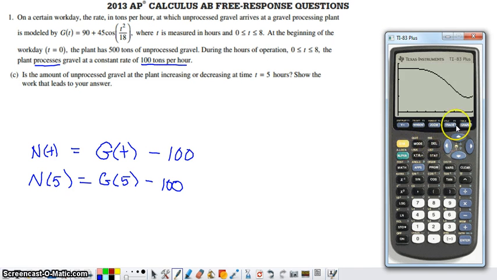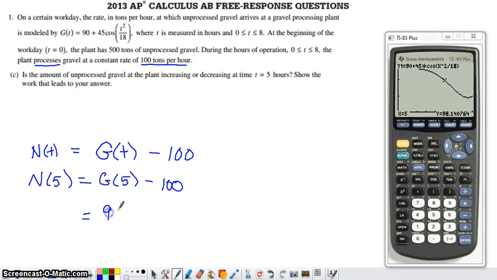So since I have this graphed, I can go into the calculate menu, and if you use this value feature, we want to evaluate g at the x value or the t value of 5. And what we end up with there is 98.14. So this ends up being 98.140 minus 100, and that's going to be a negative value.